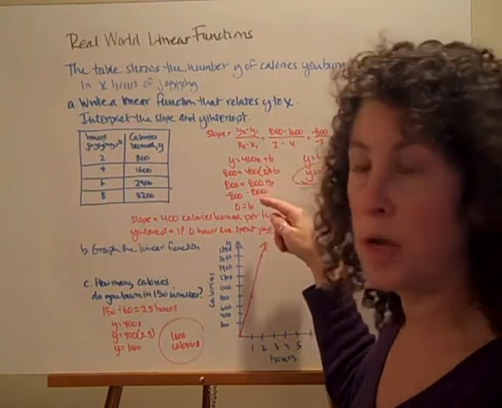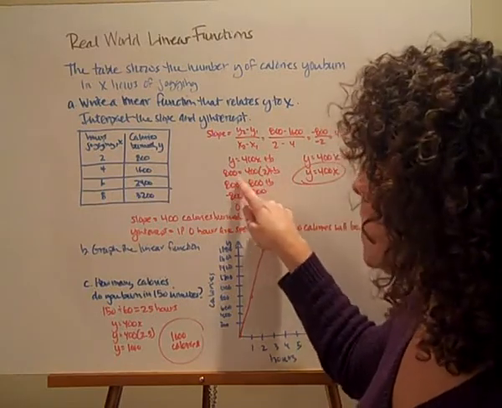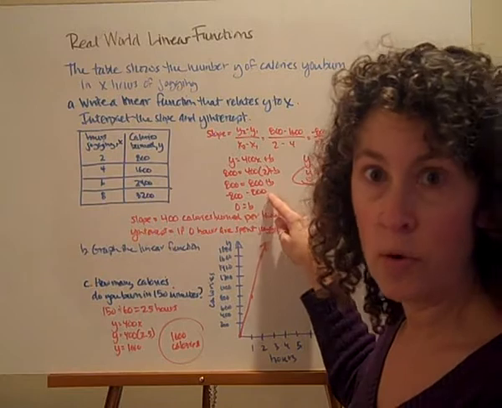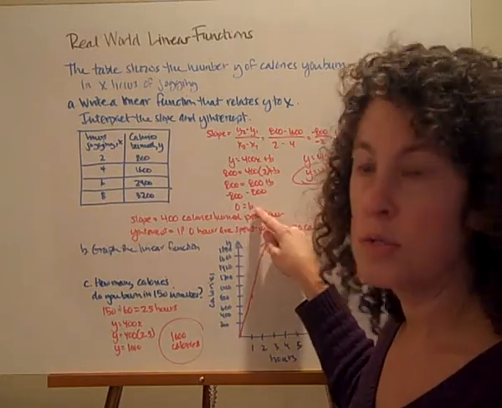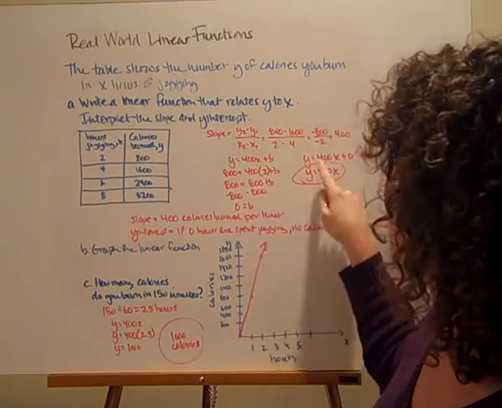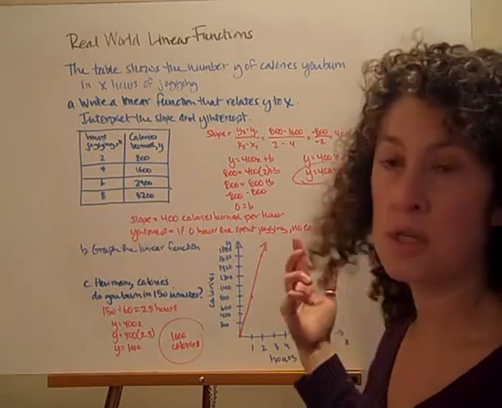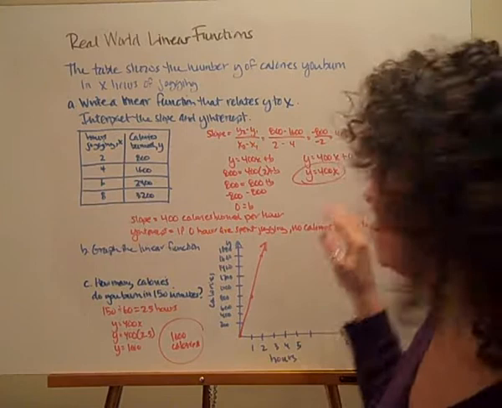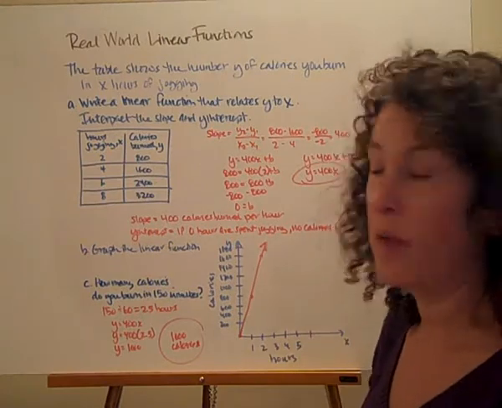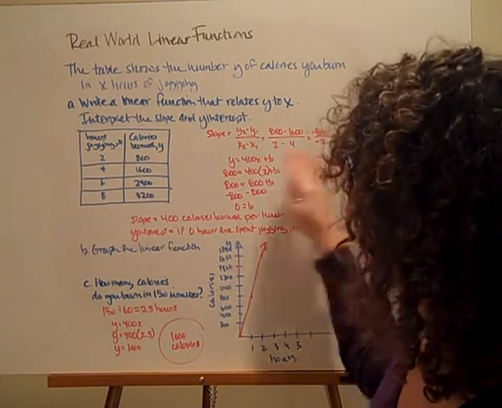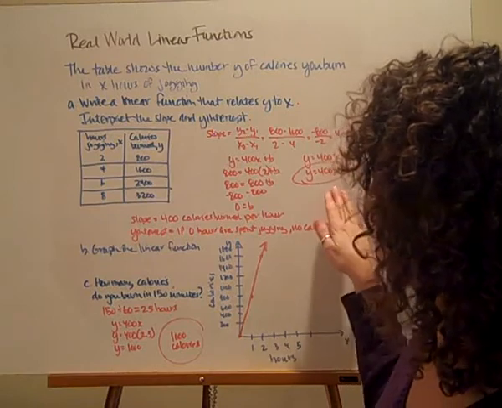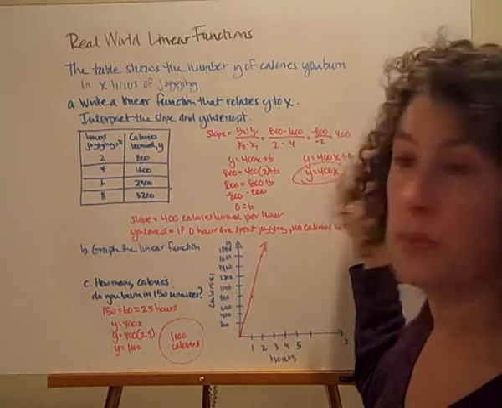I'm going to do my algebra here to isolate the b. So I end up with 800 equals 800 plus b. Subtract 800 on both sides. b is equal to 0. So my equation looks like y equals 400x plus 0, which gives me just y equals 400x. I don't really need to worry about the plus 0 at the end of that. So here's my equation, y equals 400x, or y equals 400x plus 0.